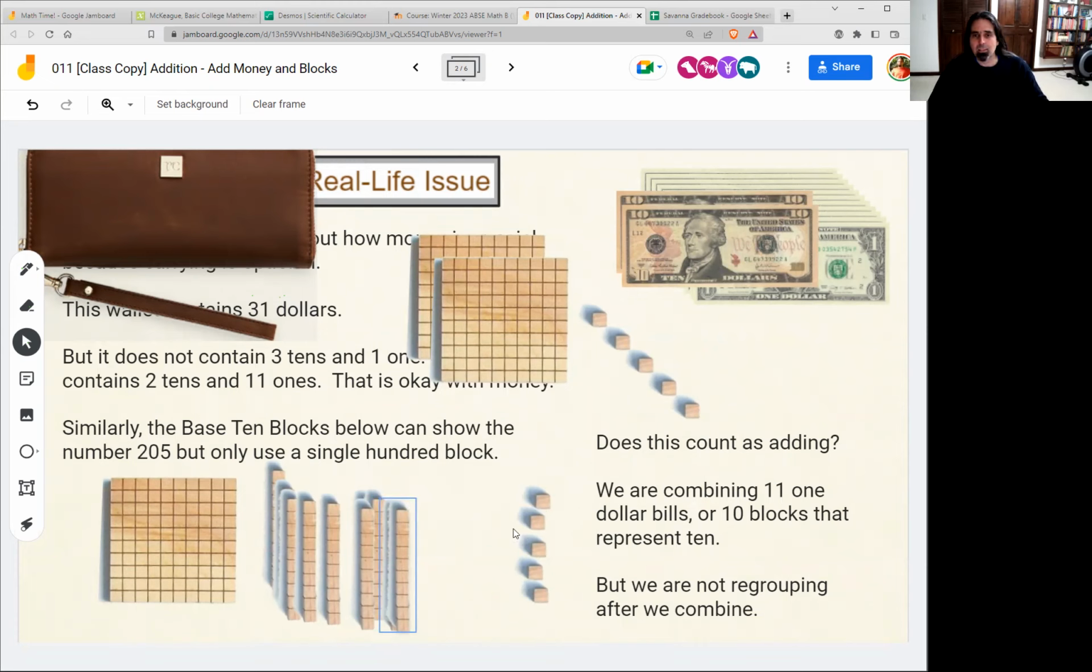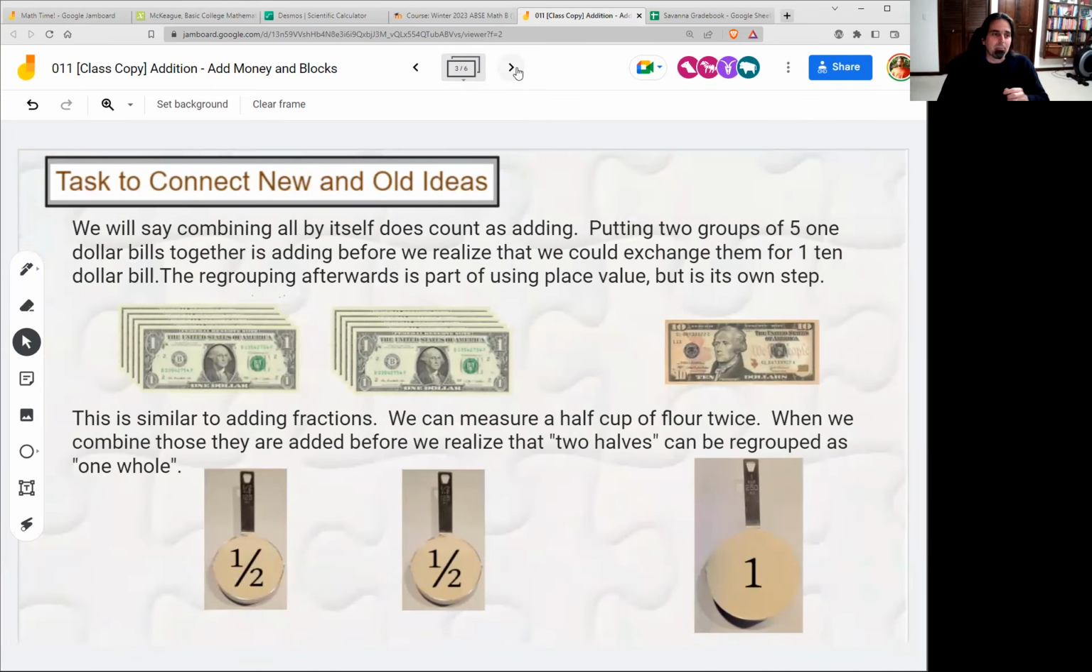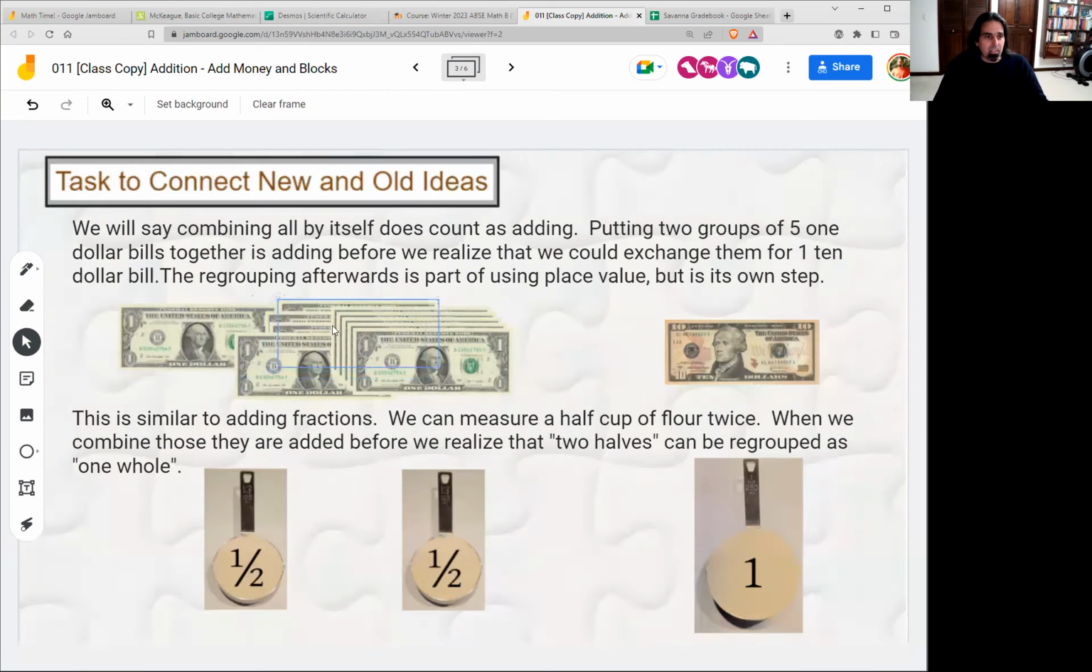Everyone with me so far? So money, we don't have to round. And that helps us realize that if I just push piles of things together, then that does count as adding. If I have 5 $1 bills and put them with another 5 $1 bills, then we can say I've added all those bills together. Even before I realize if I wanted to, I could change it for a single 10.